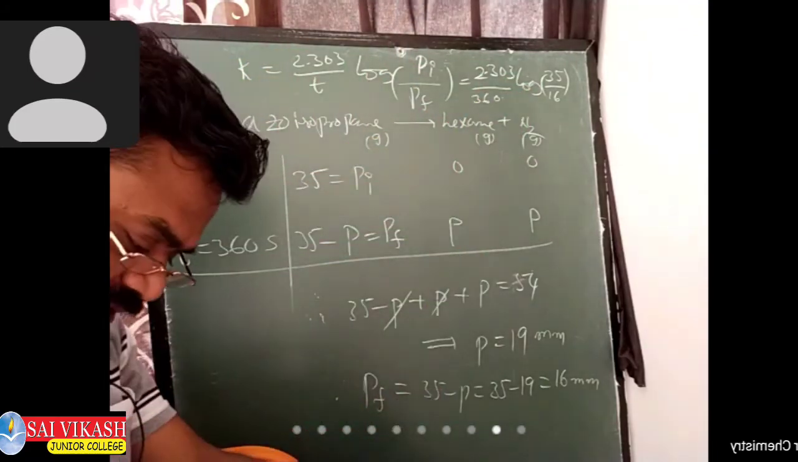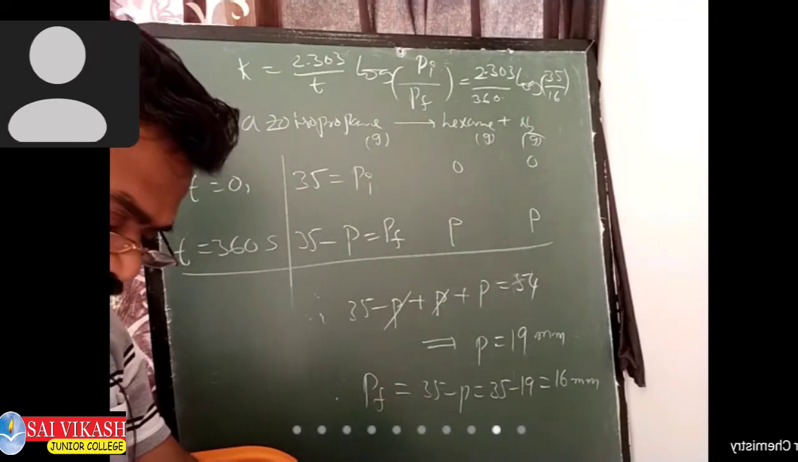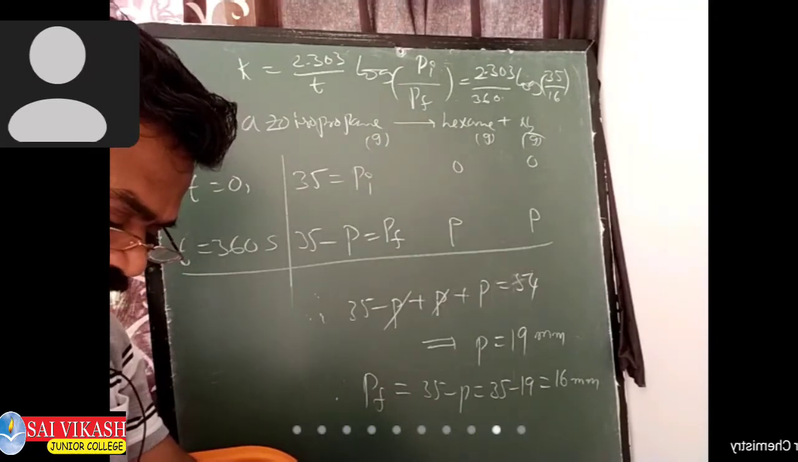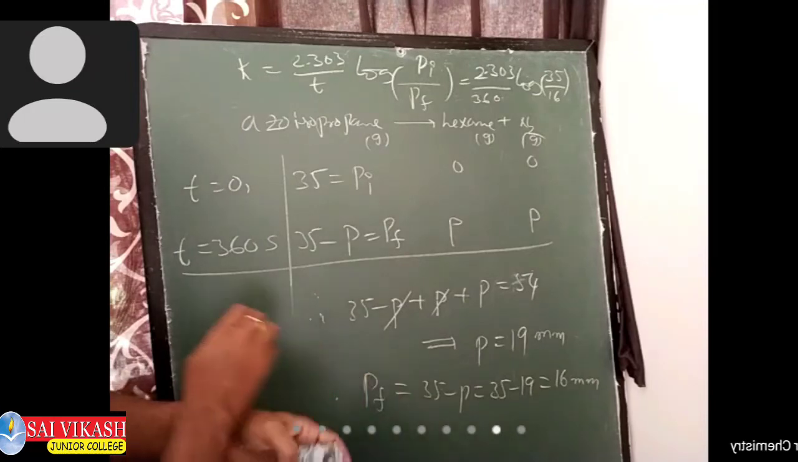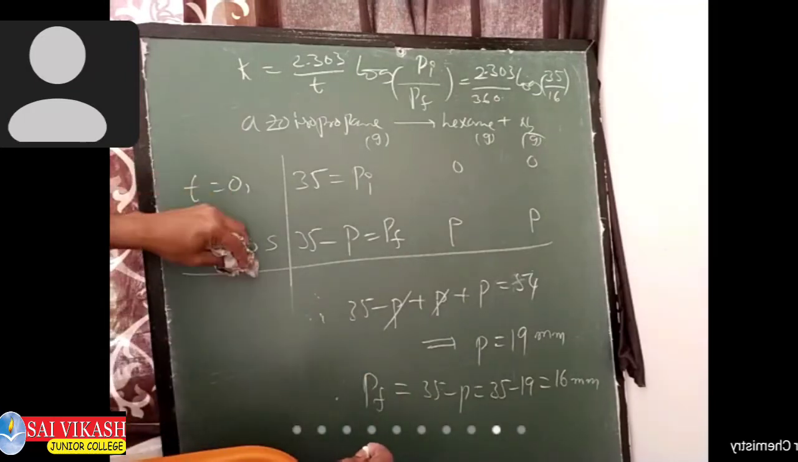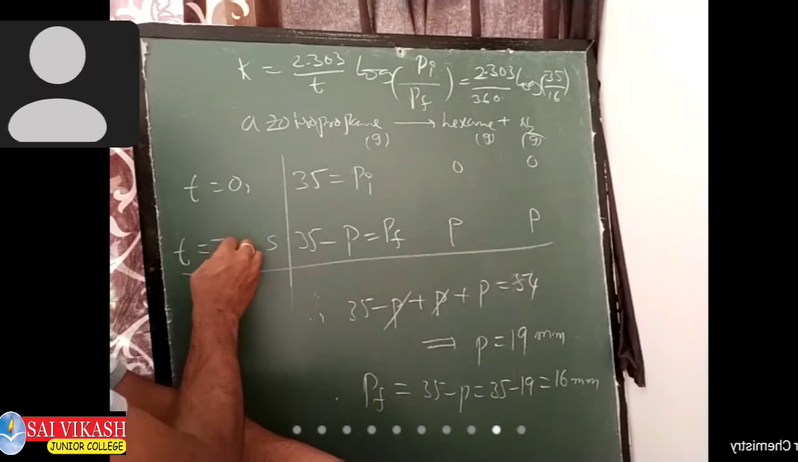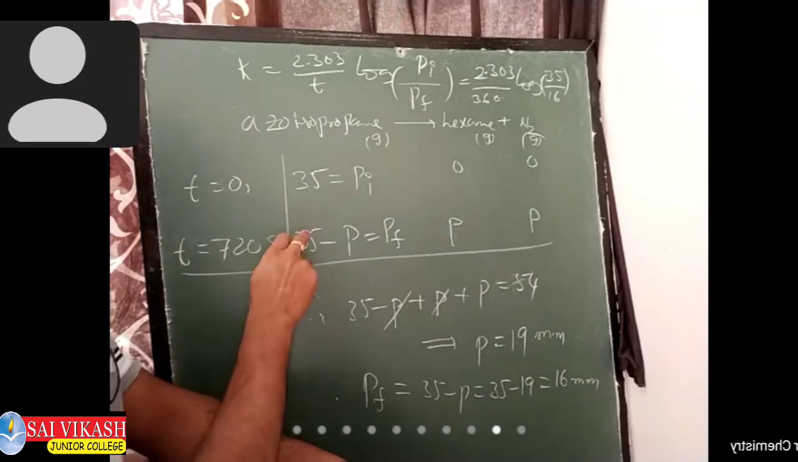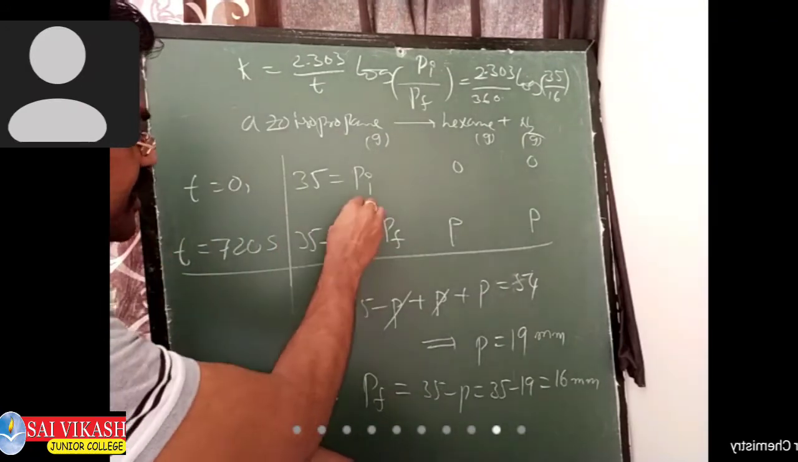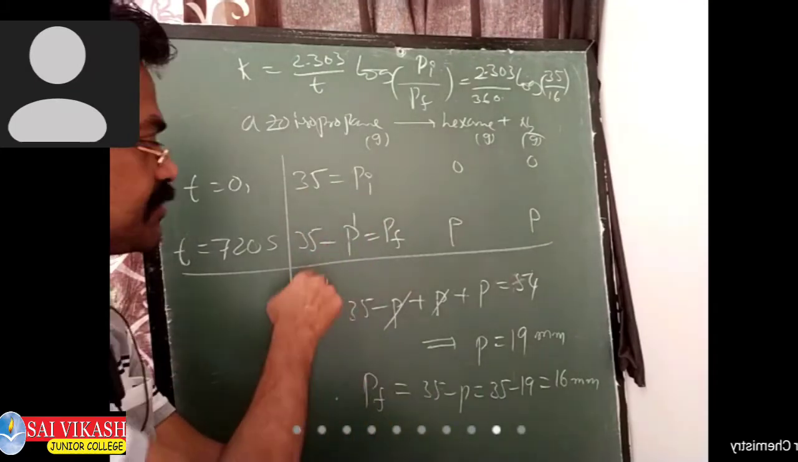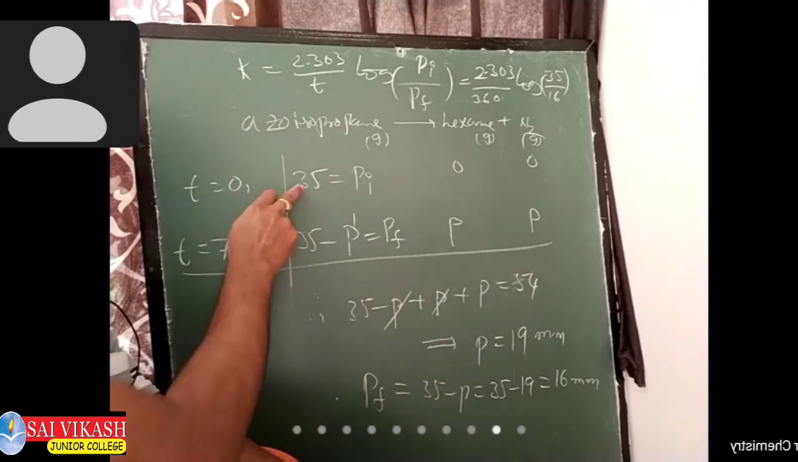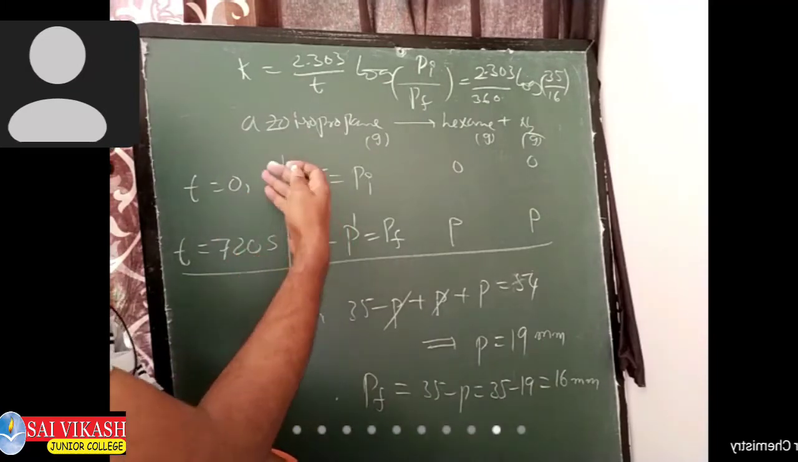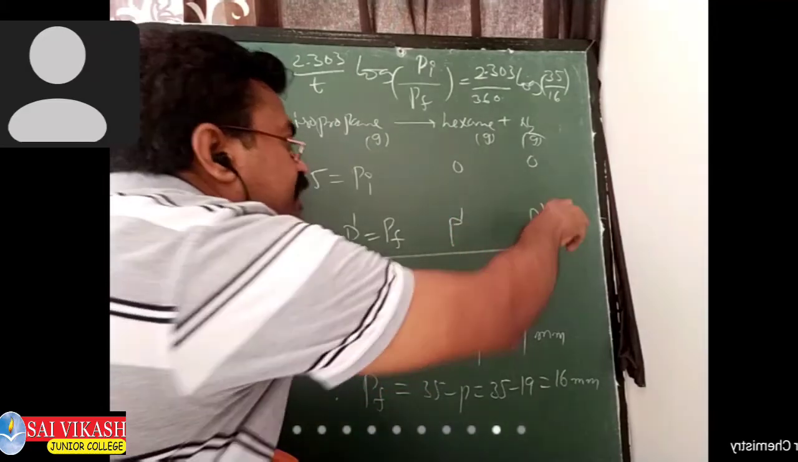But here in the table they have given one more, at time 720 they have given some other pressure. So you have to find this also. Now at 720 seconds, from 35 we take P dash. From 35, P dash is lost. Initially it is 35 only. At 360, P dash has gone from 35, and P dash forms.